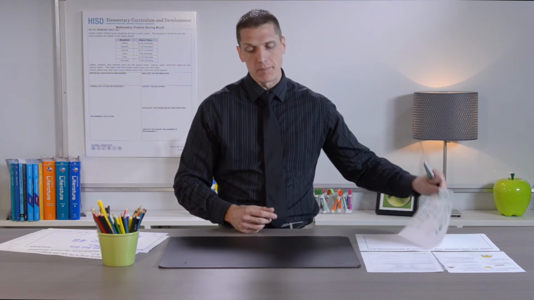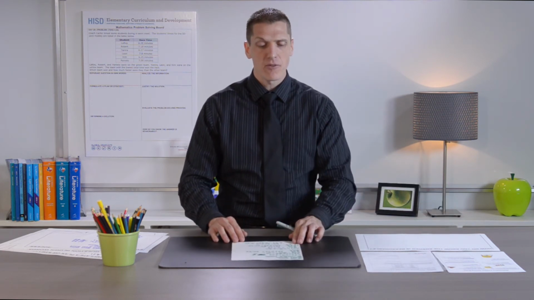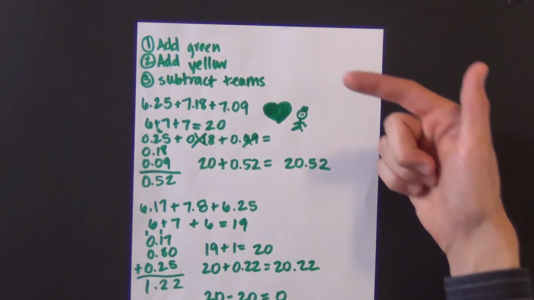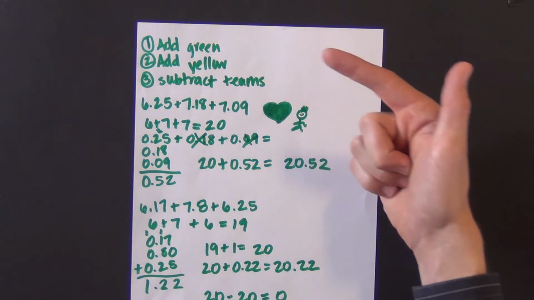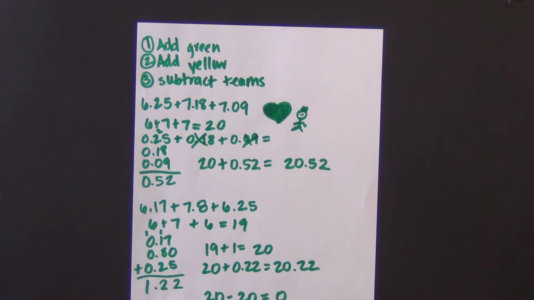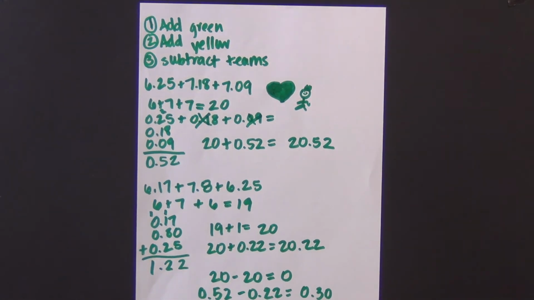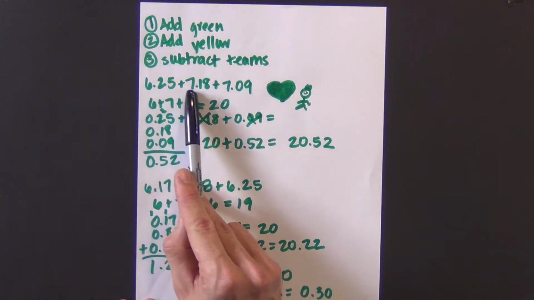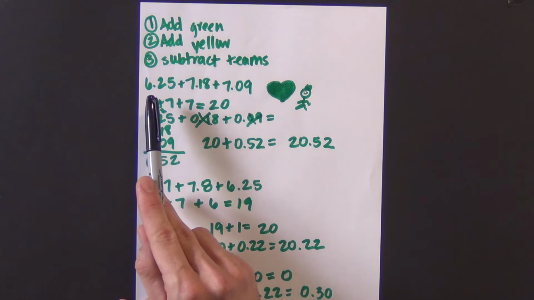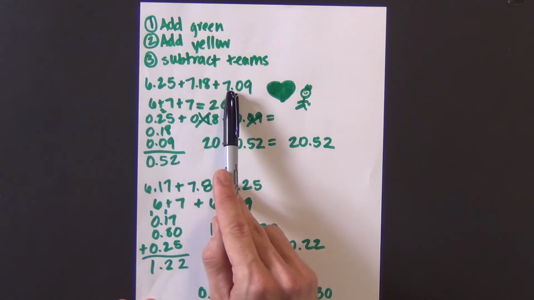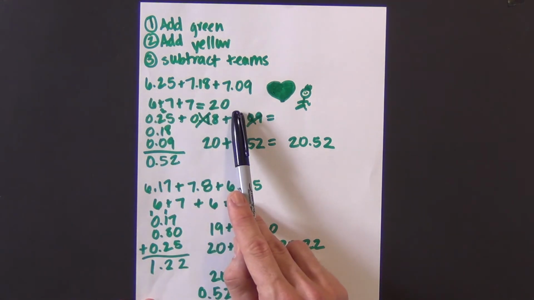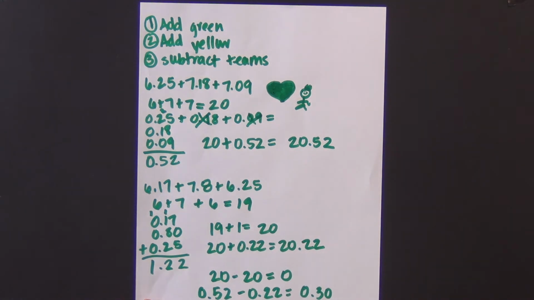Let's go ahead and look at another way that someone solved this problem. I have a friend who solved here. He wrote add green, add yellow, subtract teams. And now I see numbers all over the place, so let's take a minute to figure out what he's done. Adding the green team times, he wrote them sideways. Then I noticed that he took each of the whole numbers, 6, 7, and 7, and added those up first to get 20. It looks like this student has decomposed.